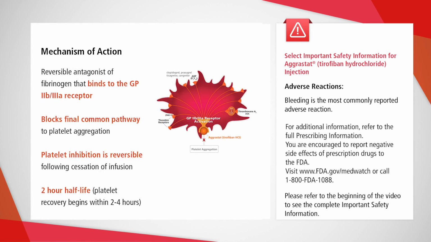Aggrastat, or tirofiban hydrochloride, is a reversible antagonist of fibrinogen. It binds to the glycoprotein 2B3A receptor. At that point, it blocks the final common pathway to platelet aggregation. Aggrastat has a 2-hour half-life, and platelets return to normal function within 4 to 8 hours after you stop the infusion.